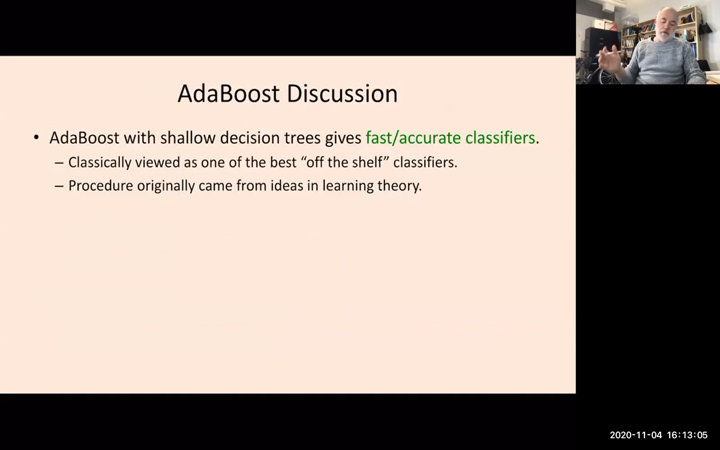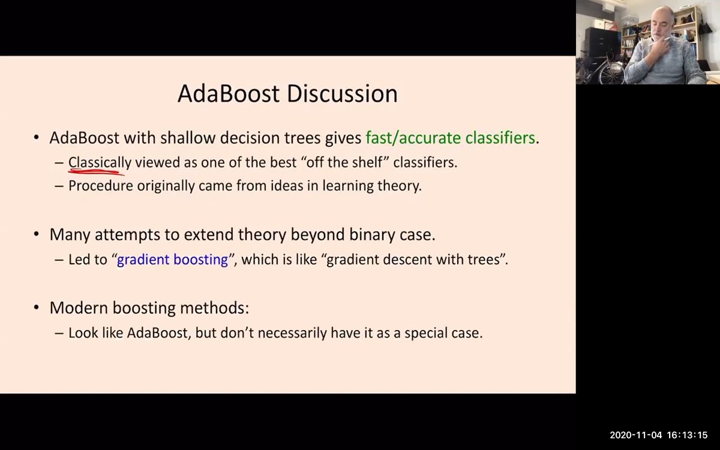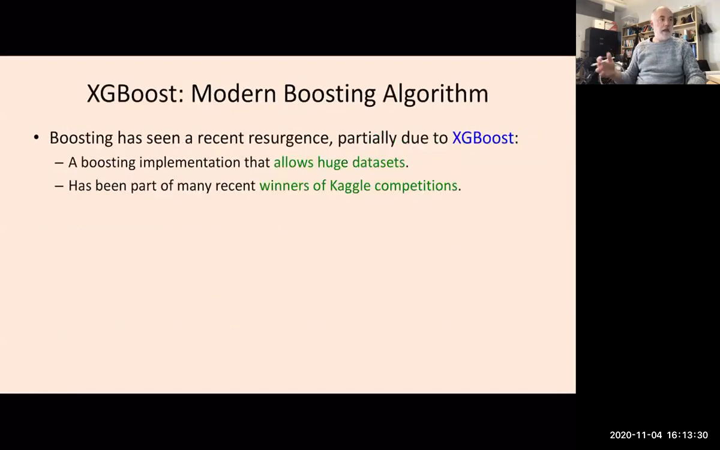Okay, so AdaBoost with shallow decision trees gives fast and accurate classifiers. And classically, this is the important part, it was viewed as one of the best off-the-shelf classifiers. And the procedure originally came from ideas in learning theory. There's lots of stuff in the literature about going beyond the binary case, and there are modern boosting methods that look like AdaBoost, but don't necessarily have it as a special case, like they don't reduce to AdaBoost. XGBoost is one of those.